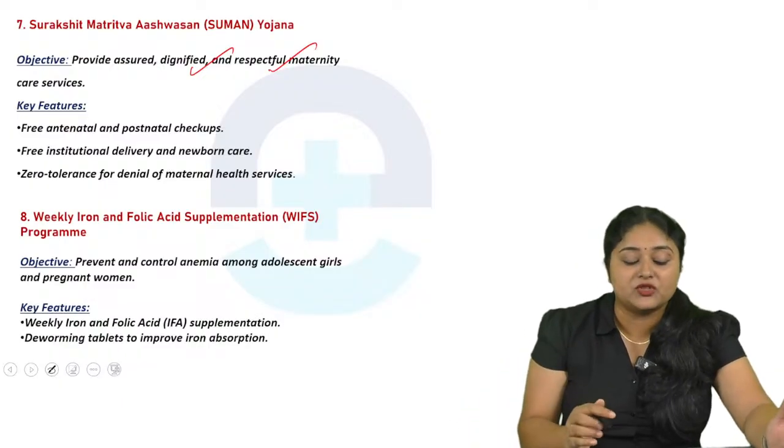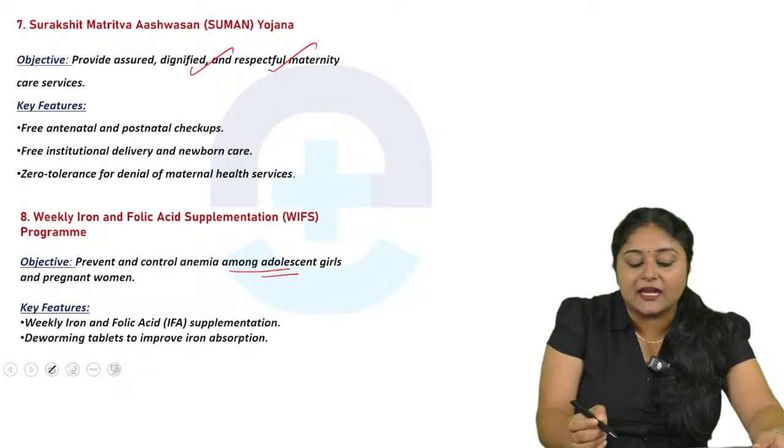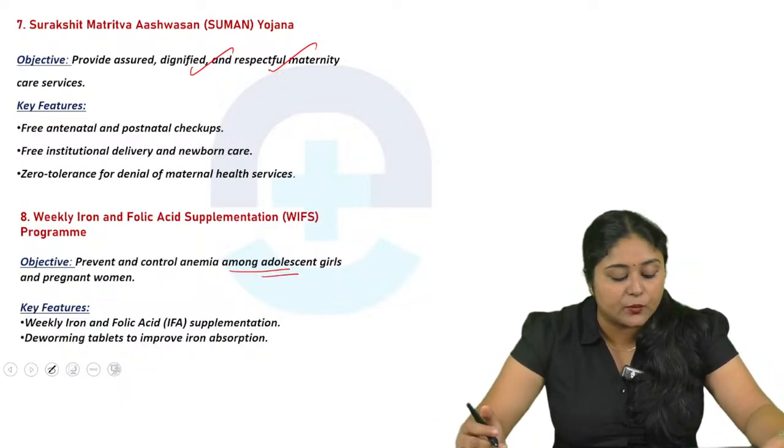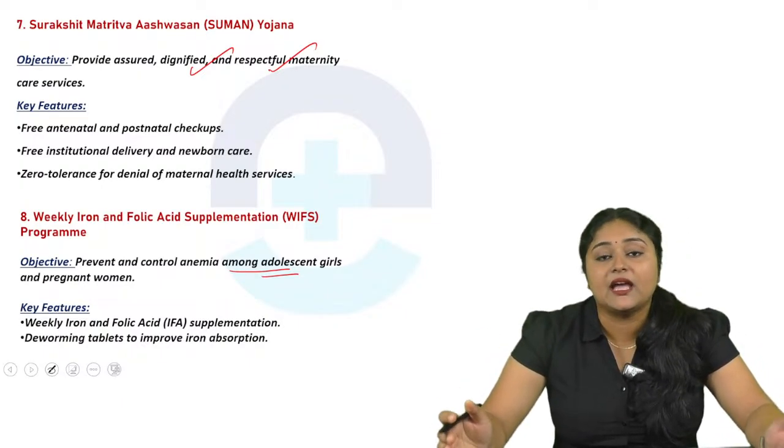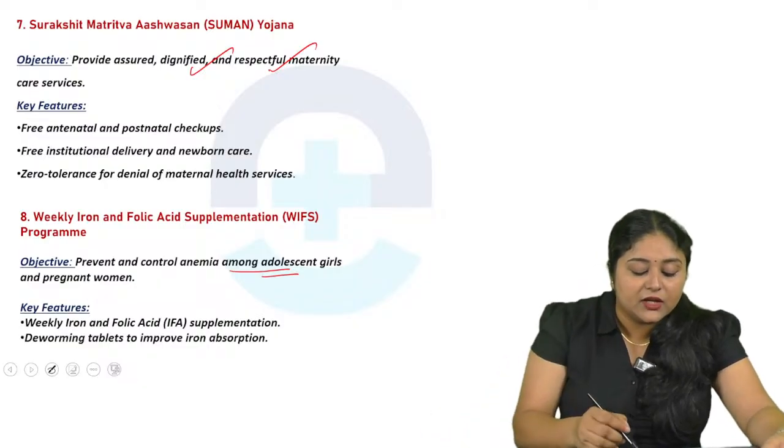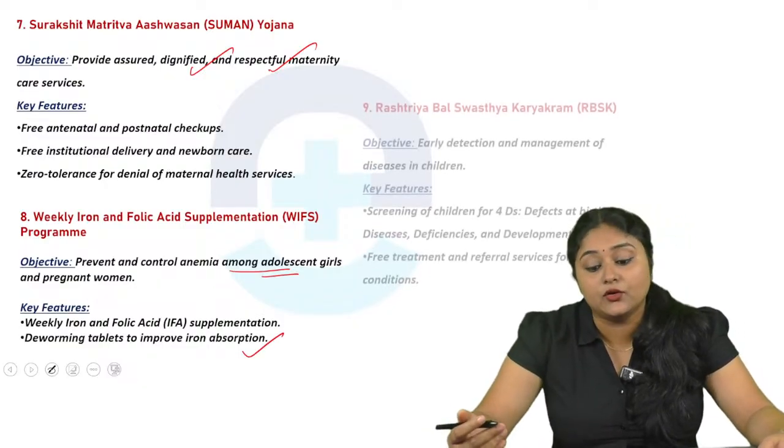Now come to the Weekly Iron and Folic Acid Supplementation, WIFS program. What is the main objective? Prevention and control of anemia among adolescent girls and pregnant women. Key features are weekly iron and folic acid supplementation, and deworming tablets for improving iron absorption.